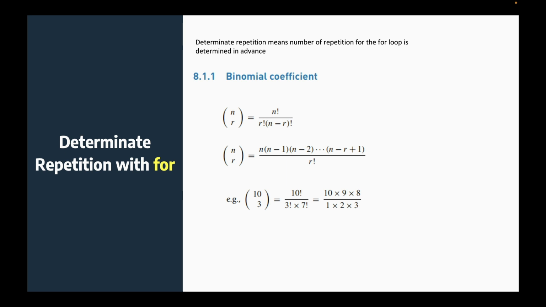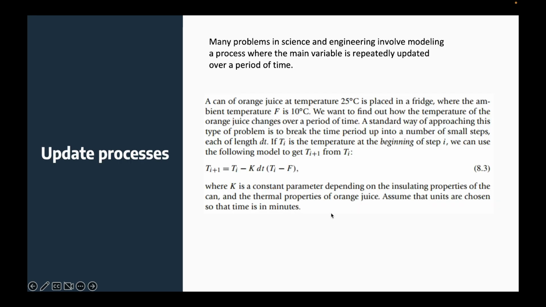Now, determinate repetition with for. When you have determinate repetition, that means the number of repetitions for the for loop is determined in advance, as we said. From your math class, you know the binomial coefficients. This is the form for the binomial coefficients. You have the n and r, and you replace the n and r based on those two values along the expression. As an example, here we have 10 and 3, then you replace 10 factorial divided by r factorial, which in this case is 3 factorial, by 7 factorial, which is n minus r. So 10 minus 3 would be 7. So keep that in mind.